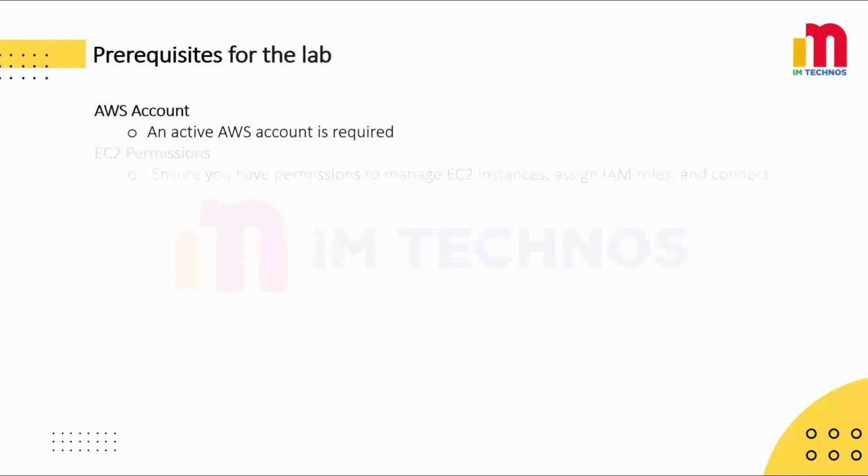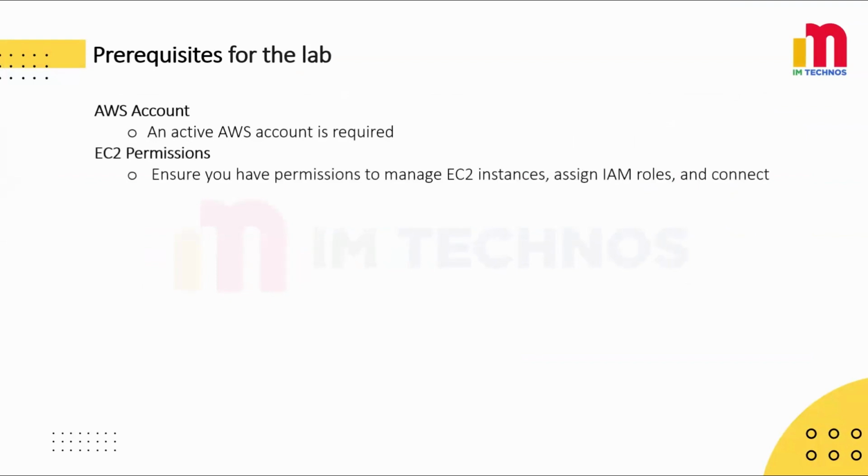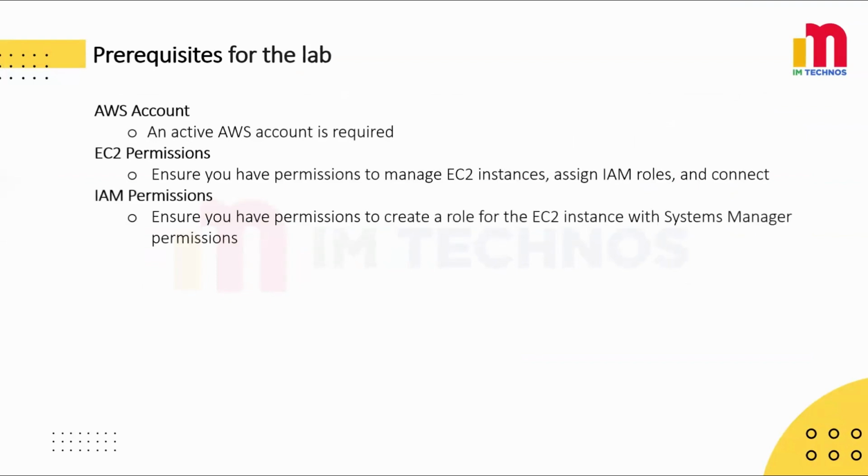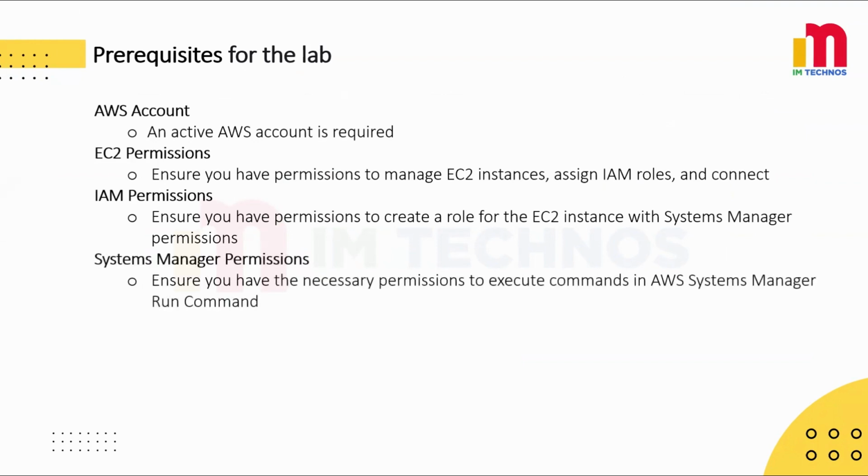To get started, ensure you have an active AWS account. You will need EC2 permissions to manage instances and assign IAM roles. Additionally, make sure you have IAM permissions to create roles with Systems Manager access. Finally, confirm that you have permissions to execute commands using AWS Systems Manager Run command.